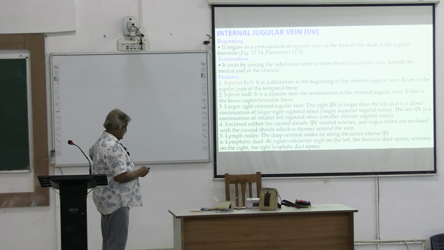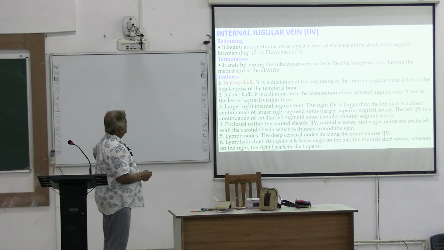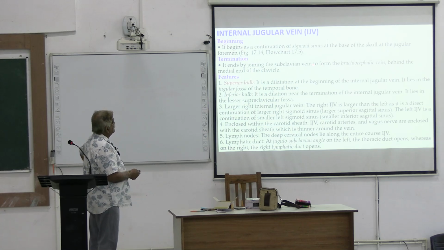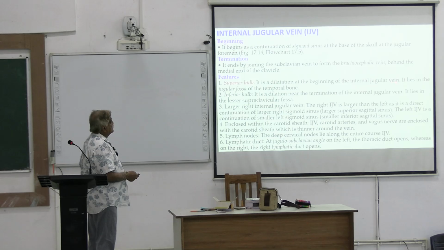Internal jugular vein. It begins as the continuation of the sigmoid sinus at the base of the skull at the jugular foramen. Termination: it ends by joining the subclavian vein to form the brachiocephalic vein behind the medial end of the clavicle. Features: superior bulb, a dilatation at the beginning of the internal jugular vein.